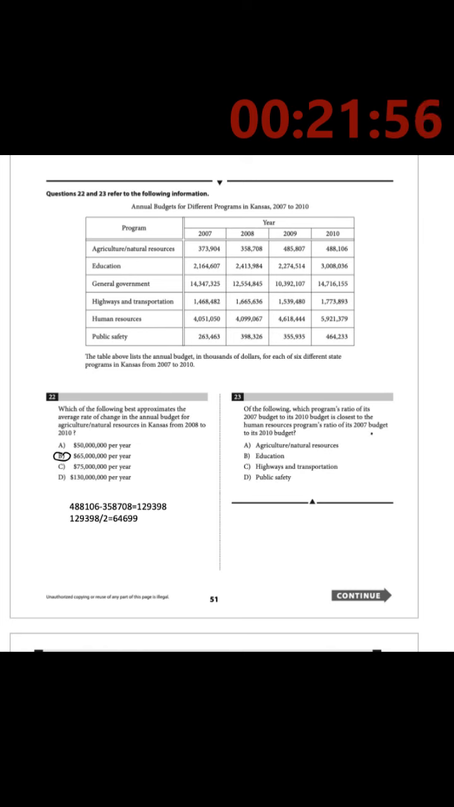Which one is the closest? Of the human resources budget, the ratio of its 2007 budget to its 2010 budget? The answer would be education, because this is approximately 2 over 3, and that's most similar to 4 over 6. So it would be education.